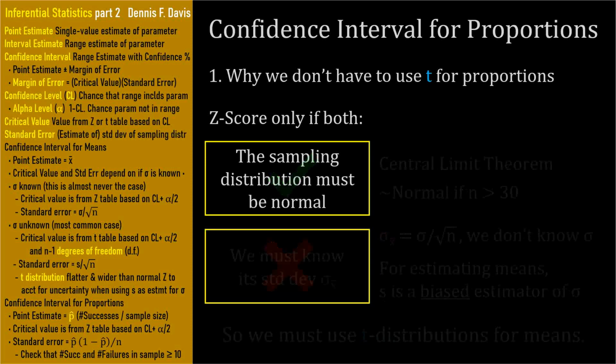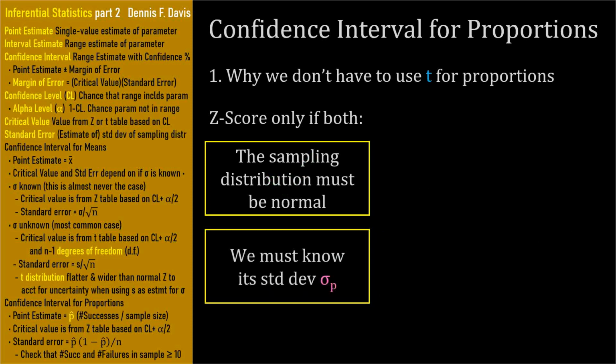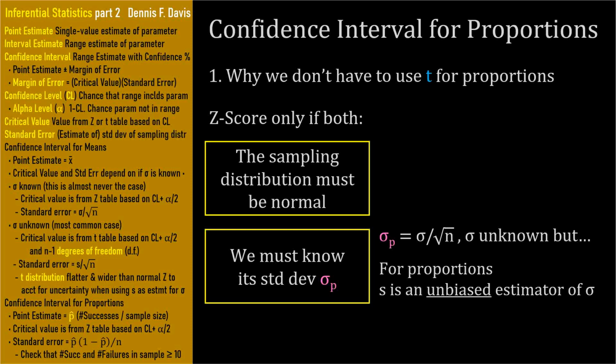For proportions, the same two criteria apply, but the story's a little different. Let me start with the second condition. We must know sigma sub p, the standard deviation of the sampling distribution. Again, it depends on knowing sigma, the standard deviation of the population, which we never truly know. But the sample standard deviation, s, is an unbiased estimator of sigma.